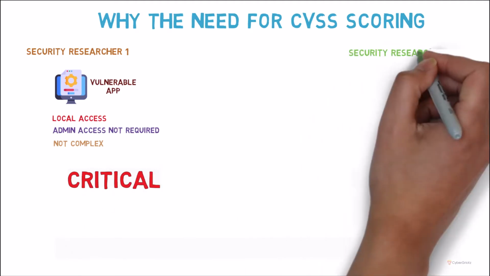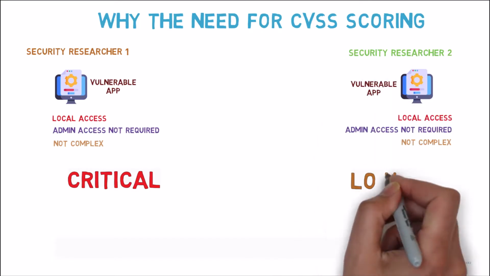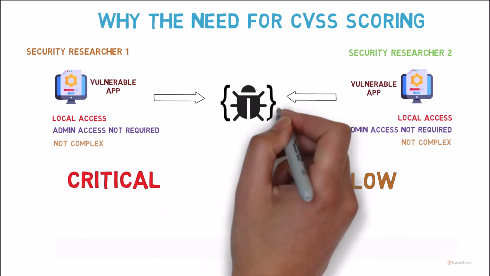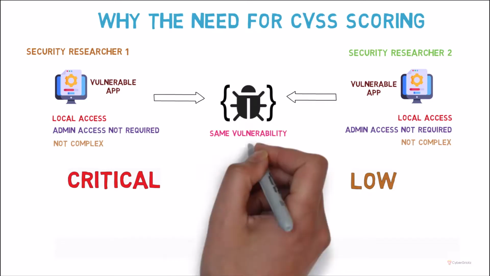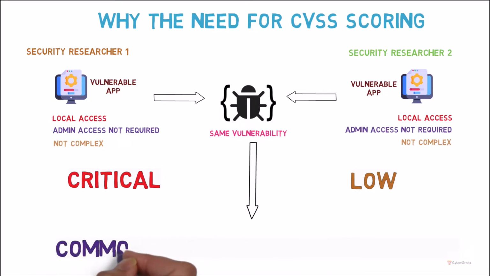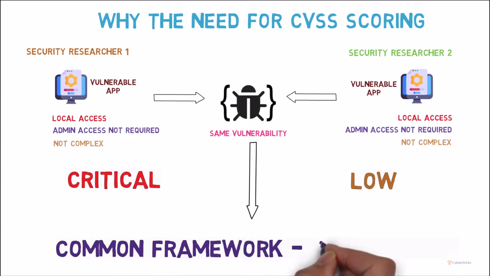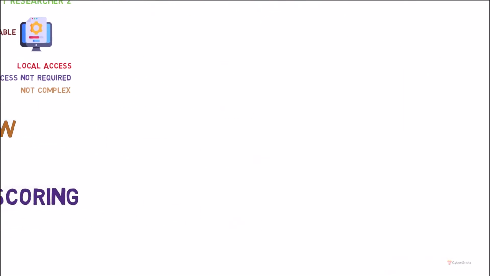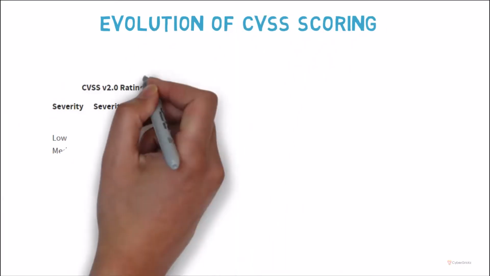Now let's consider a second researcher who finds the exact same vulnerability but considers it to be of low criticality. Why the confusion? Both researchers have different understanding and are not following a common standard. This is where the CVSS scoring comes in, standardizing how vulnerabilities are categorized and making the calculation of severity more consistent across the board. CVSS has undergone several iterations and versions to improve its accuracy and relevance.